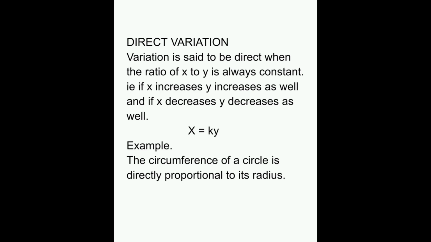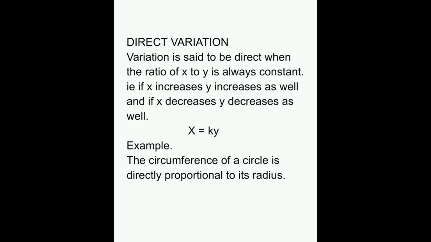Now, a typical example of direct variation is the circumference of a circle and the radius of a circle. So the circumference of a circle is directly proportional to the radius of a circle.